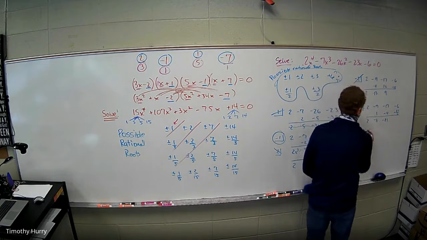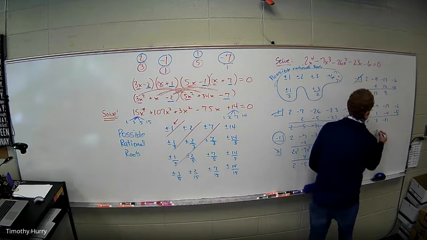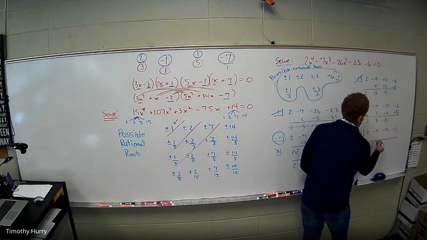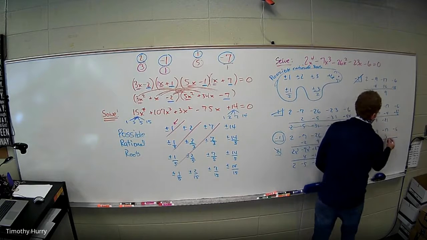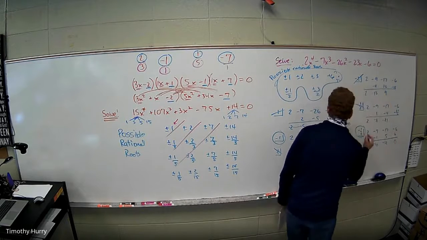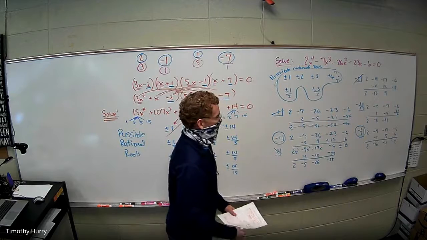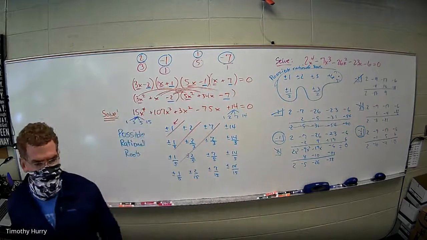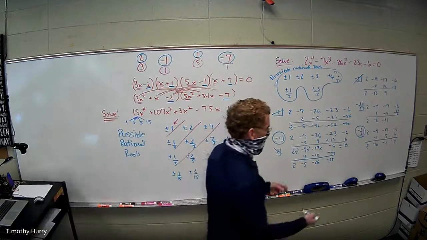But that didn't work, but let's try negative a half. 2, negative 9, negative 17, negative 6, 2, negative 1, negative 10, positive 5, negative 12, positive 6, 0. Sweet, I found my two roots. Now I had to go through a little bit of pain and suffering, right? But I'll give you a lot of room for these. And once you find your two, where do you find yourself?